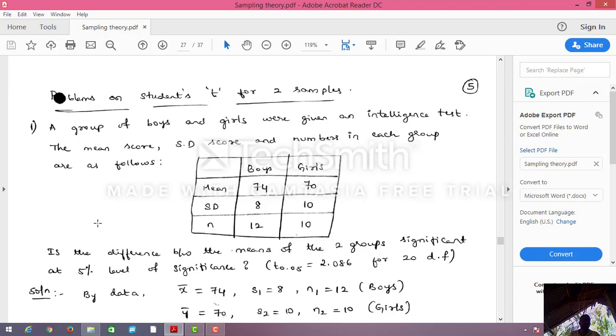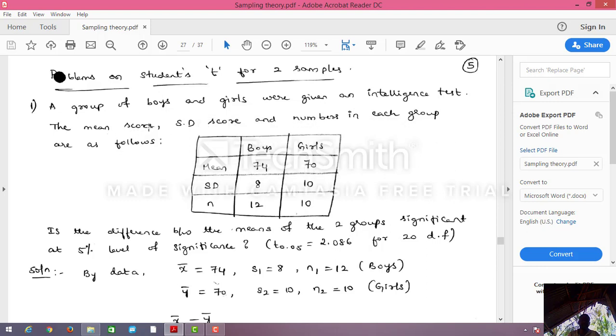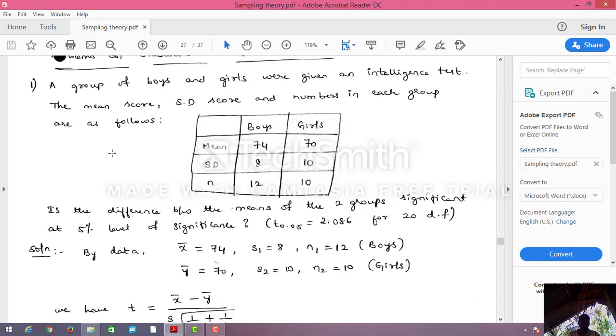First problem: problems on student t distribution for two samples. A group of boys and girls were given an intelligence test. The mean score, standard deviation of the score, and the numbers in each group are as follows: mean of boys is 74, girls is 70; standard deviation of boys is 8 and girls is 10; sample sizes are 12 and 10.